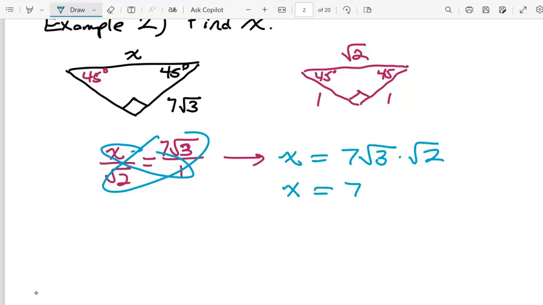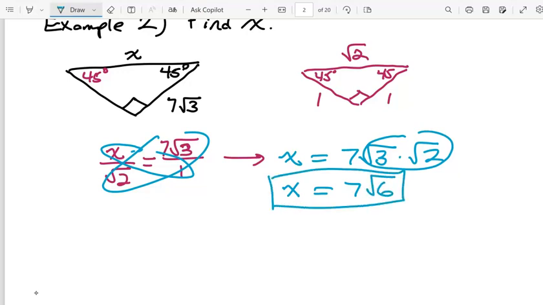There are three things to be multiplied, and the number outside the radical cannot be multiplied by the numbers on the inside of the radical. But we can multiply these two square roots together. The square root of 3 times the square root of 2 is the square root of 6, so x must be 7 times the square root of 6.